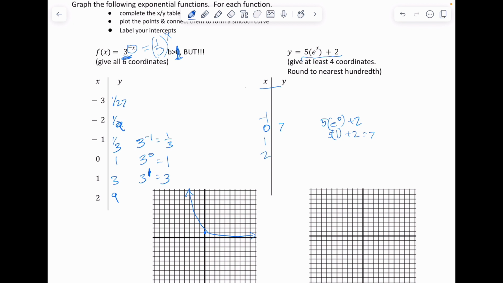So with the -1, when you plug in 5 times e to the -1 plus 2, you're gonna get 3.84. And if you have 5 times e to the 1 plus 2, you're gonna get 15.59. If you plug in 2, you're gonna get 38.95.